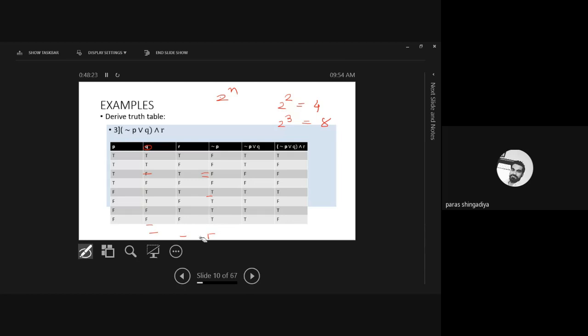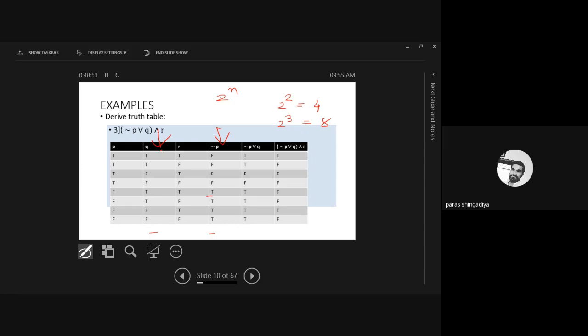Clear? First, you have to check negation P. That is the negation P column. Fourth column: first 4 are false and next 4 will be T. And then after, we'll solve the bracket, negation P or Q. Negation P or Q means take the negation P column, this fourth column, and the negation Q column, that one, and apply the OR operator between them.